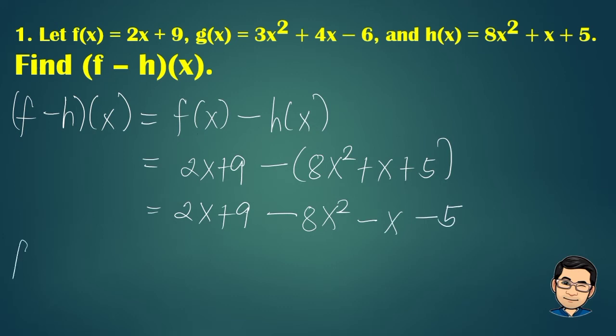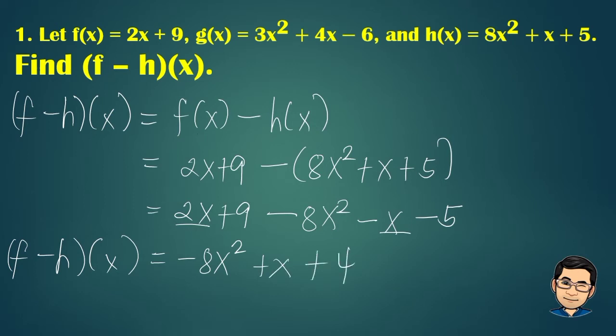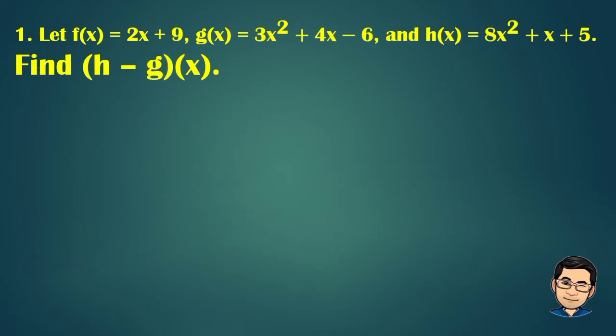So, our final answer, so, combine like terms, syempre, negative 8x squared, wala naman, and then 2x minus x, that is x, and then 9 minus 5, that is 4. So, our final answer is negative 8x squared plus x plus 4. And finally, h minus g of x naman.